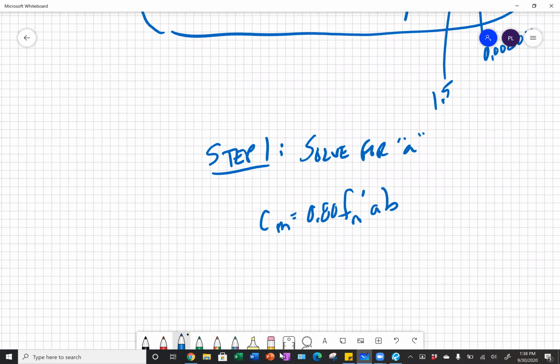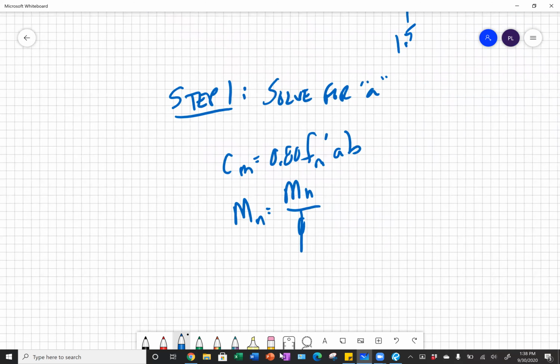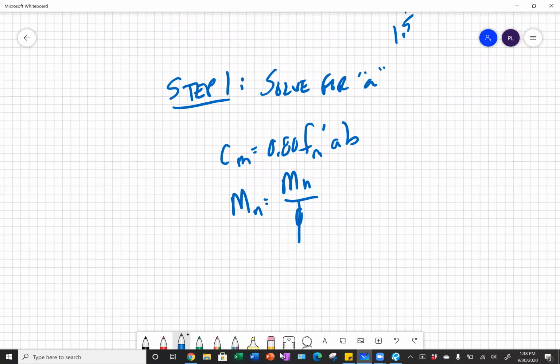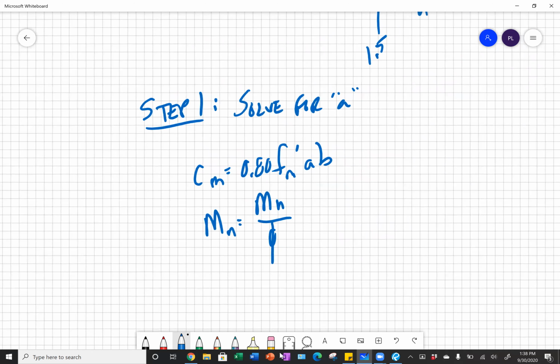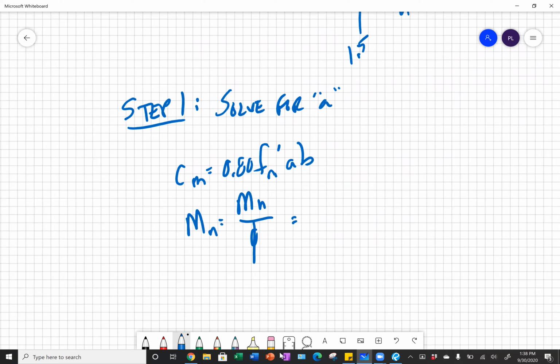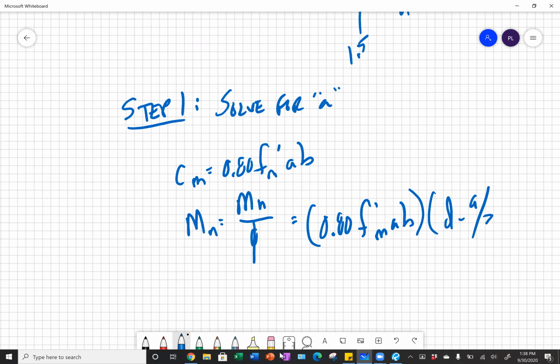And so our Mn, our nominal moment capacity, needs to be Mu divided by a phi factor, which is a strength reduction factor, which is always 0.90 for reinforced masonry in flexure. And that's going to equal 0.80 f'm A B, our compression force, times (d minus A divided by 2).